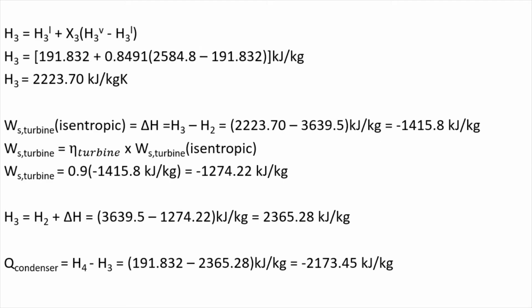Now that we have the value of X3, H3 can be calculated by H3 saturated liquid plus X3 multiplied by the quantity of saturated vapor minus saturated liquid values of H3. Thus, H3 is equal to 2223.7 kilojoules per kilogram. We can now get the isentropic work of turbine by subtracting H3 minus H2, which is negative 1415.8 kilojoules per kilogram.